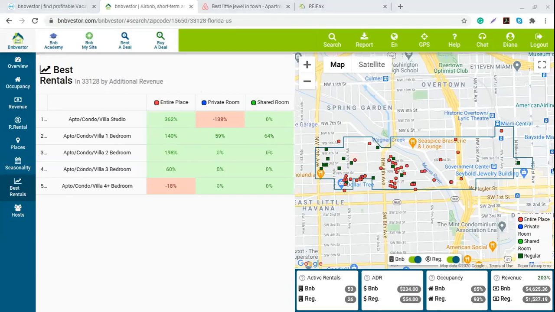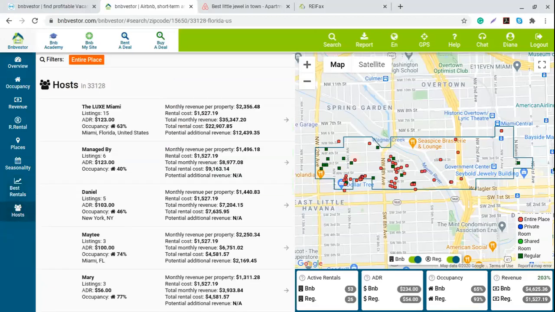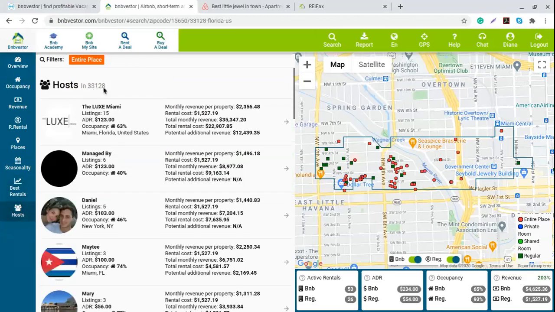No questions, okay? So let's continue. The last tab that you will see to your left is the host. So if you click on here, you can see again, we are on the same zip code 33128. You can see here the hosts that have properties in this area. And you can see here, for example, the number one is the one that has more listings. So Lux Miami has 15 listings, okay?